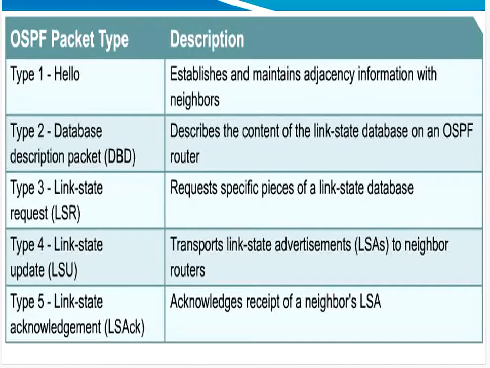As we have seen, the hello packet establishes and maintains the adjacency information. The DBD packet describes the content of the link state database. The link state request packet requests specific pieces of the link state database. Type 4, the link state update packet, transports the link state advertisement to the neighbor router. And the link state acknowledgement packet acknowledges the receipt of the neighbor's LSA. So these are the different types of packets used under the OSPF protocol.